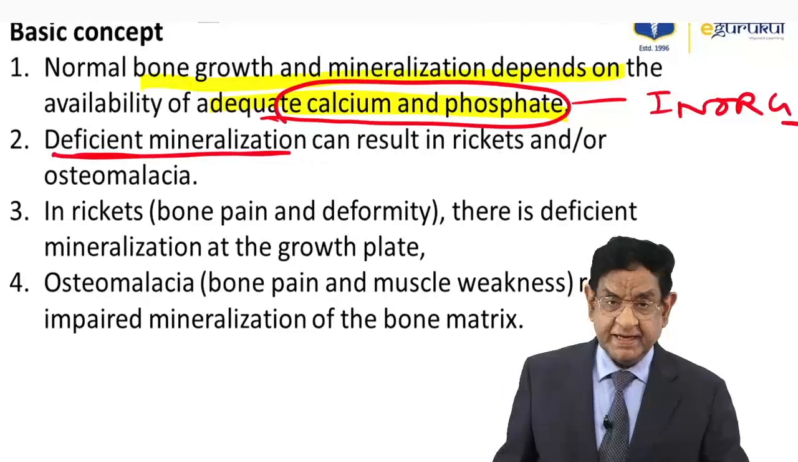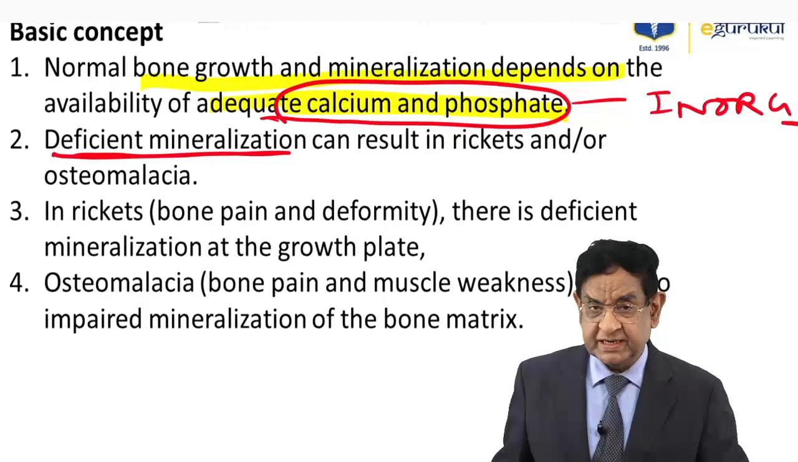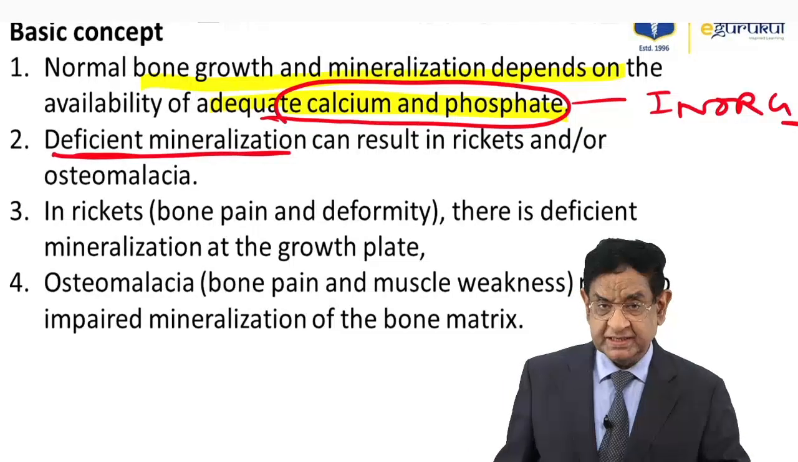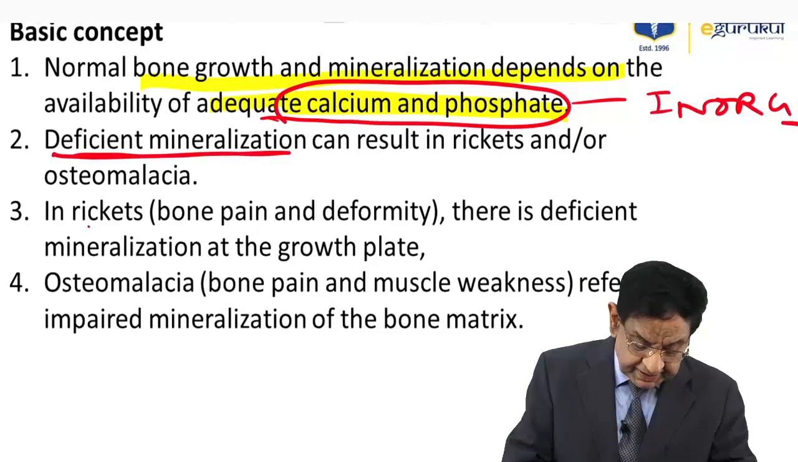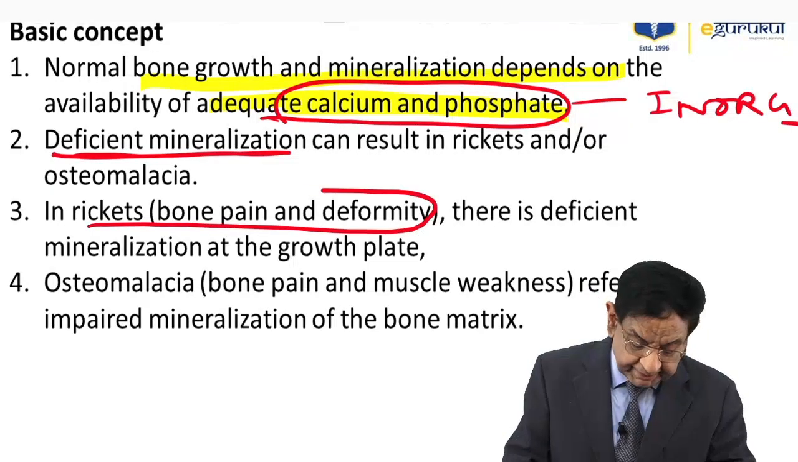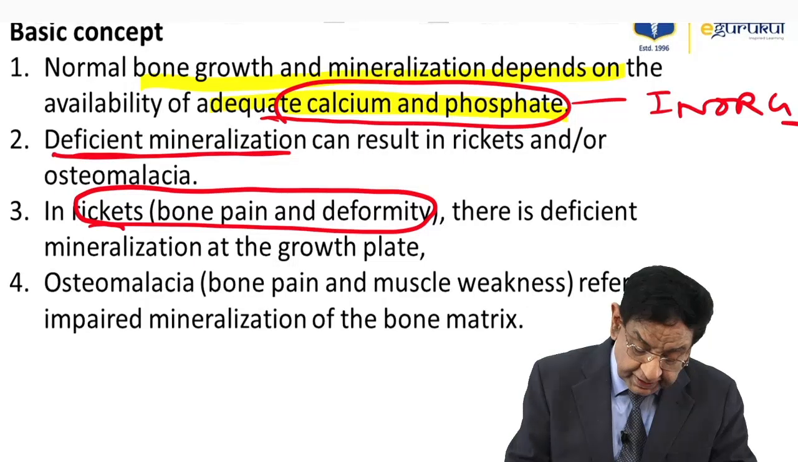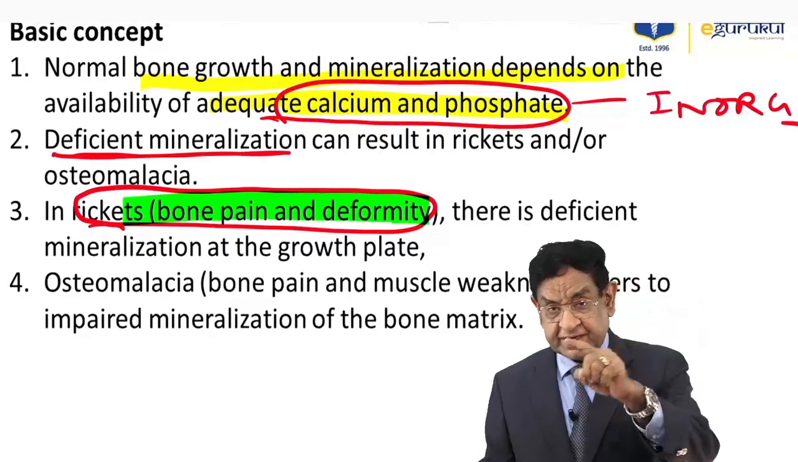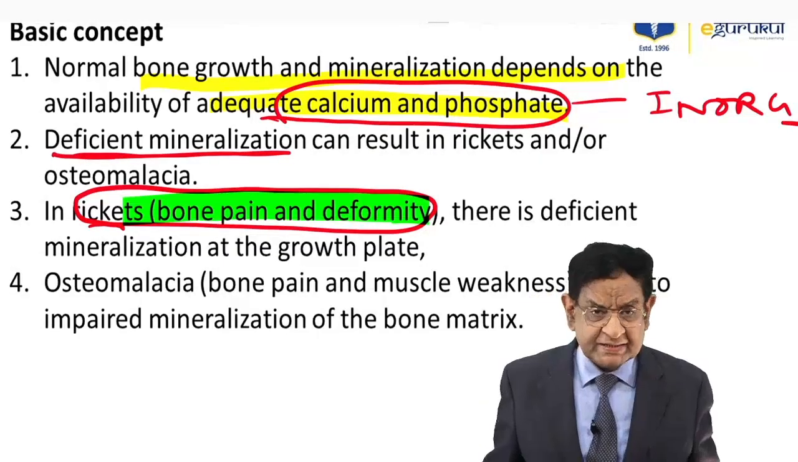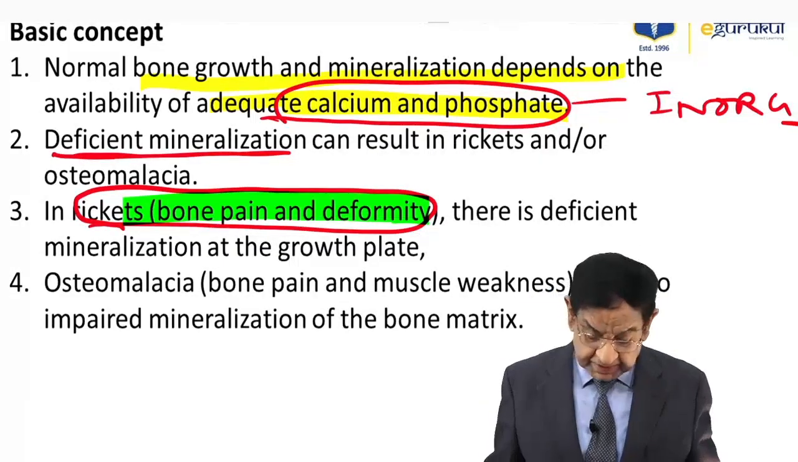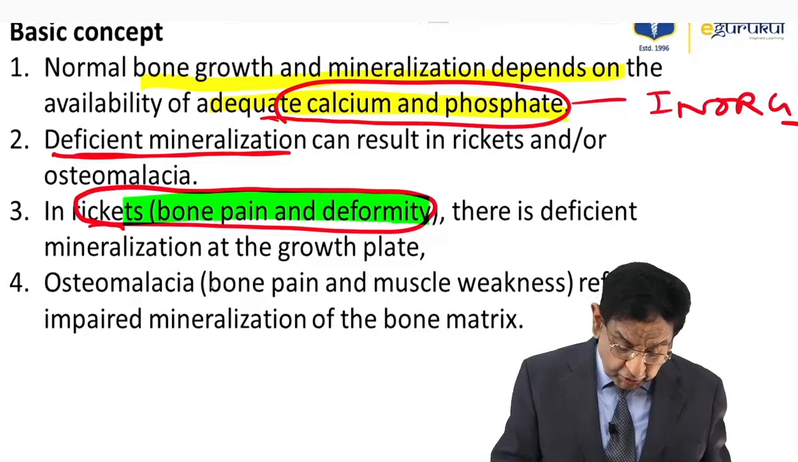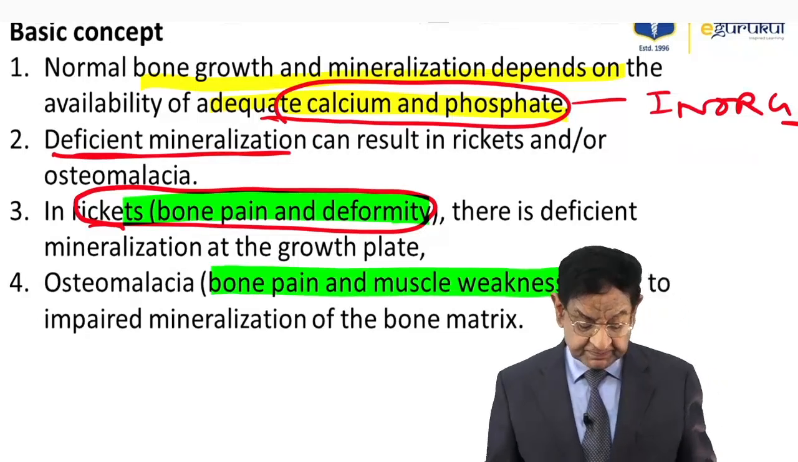Again, in the beginning I told you rickets occurs in children and osteomalacia occurs in adults. In rickets there is bone pain and deformity. Point to be noted, very important point: bone pain with deformity is rickets. Exactly the same thing is osteomalacia, but there it's bone pain with muscle weakness.